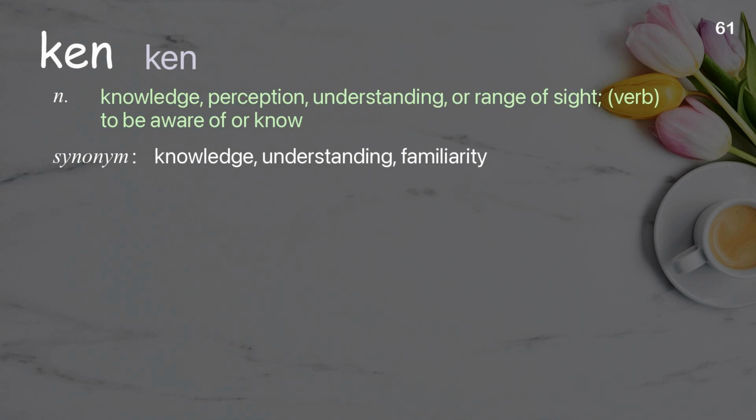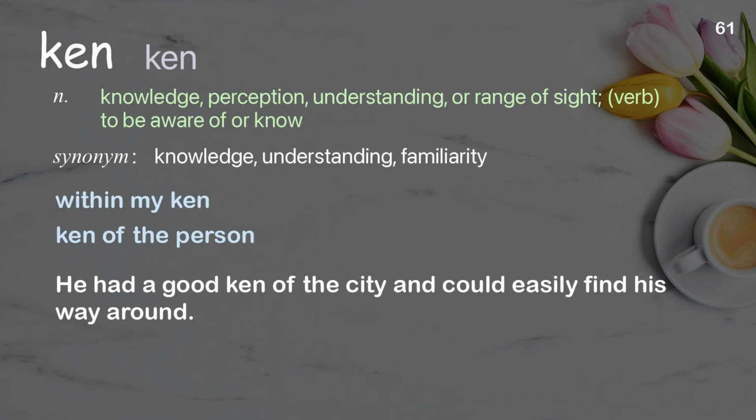Ken. Knowledge, perception, understanding, or range of sight. Verb, to be aware of or know. Examples: Within my ken. Ken of the person. He had a good ken of the city and could easily find his way around.